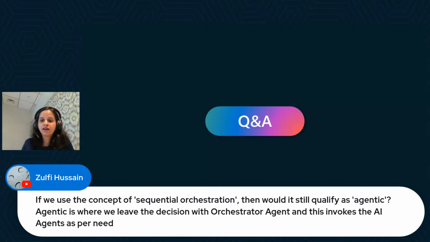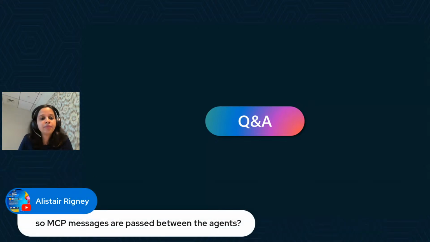Are MCP messages passed between agents? Let me put it this way. MCP is more of a context protocol, and there is also a concept of A2A where agents communicate with each other. So there is definitely communication happening between the agents, yes, and it'll be a combination of MCP and A2A.